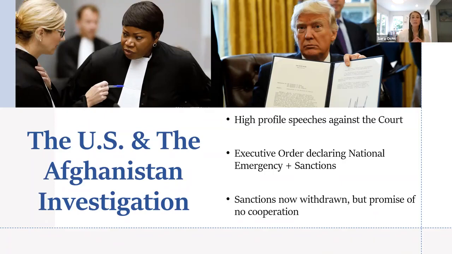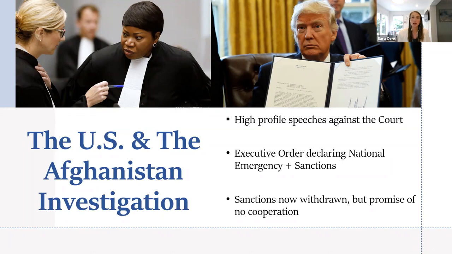However, once the court found that it had jurisdiction and authorized the prosecutor to move forward with the investigation, things really hit a high point and took a turn. President Trump issued an executive order, in which he declared a national emergency presented by the ICC's investigation and authorized and later imposed sanctions on Prosecutor Fatou Bensouda, as well as another high-ranking member of the ICC prosecution team.